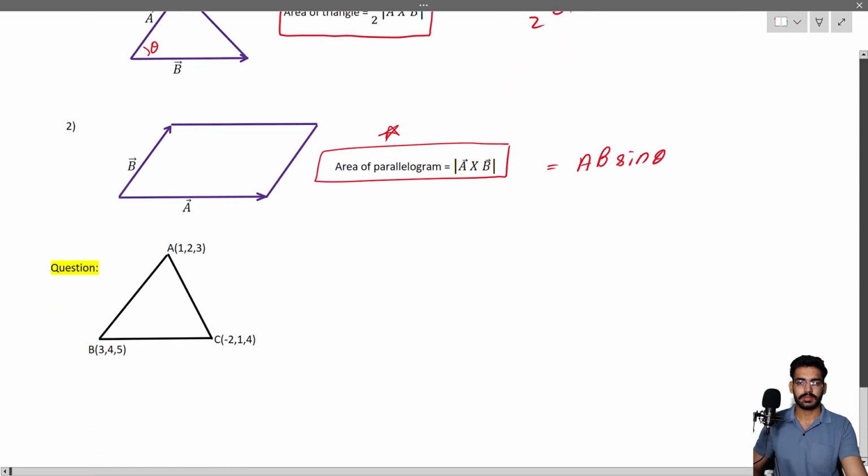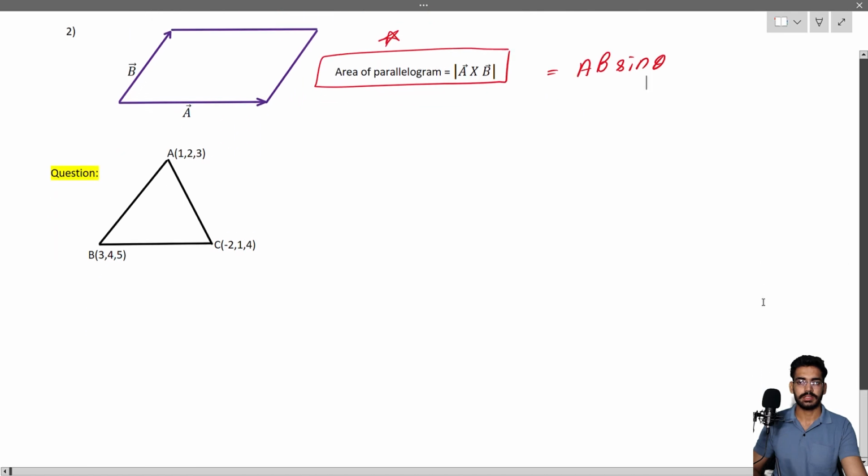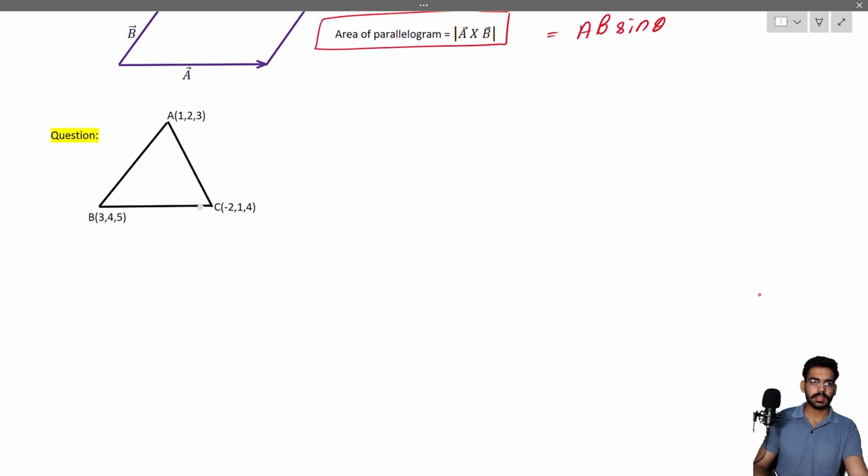Now let's do one question based on the note. What is this question telling me? We have 3 points: 1, 2, 3; 3, 4, 5; and minus 2, 1, 4. These denote the vertices of the triangle, right? So how will I get the area of the triangle? Now understand this: these are in 3D, so if you go by the classical method, you don't have any method. So this is the method we use for this.